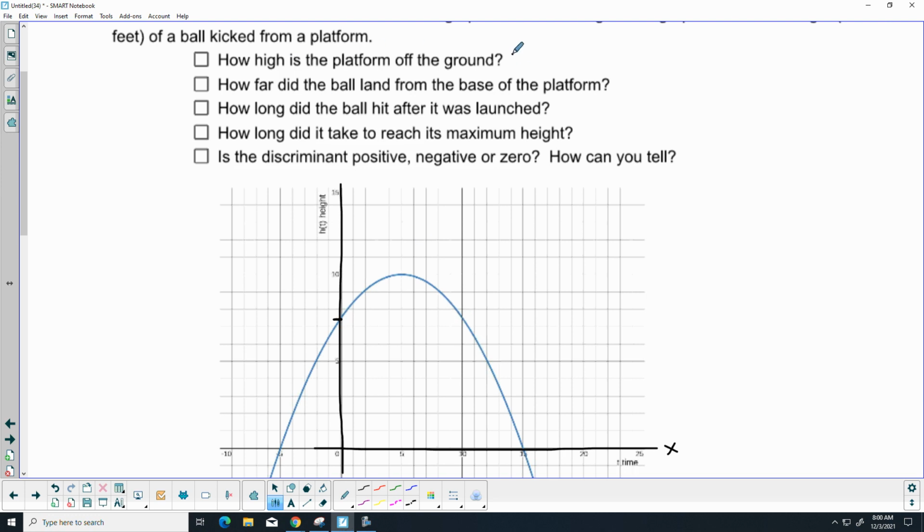How high is the platform? 7.5, 8. It's kind of hard to tell right there, but it's between 5 and 10. How far did the ball land from the base? How far? Well, there's no height. I think they probably meant something else. We're going to just knock that one off. That one, I think, was typed in there incorrectly. How long did the ball take after it was launched to hit the ground? Well, it went from 0, and right there, it would have hit the ground. That's 15 seconds.